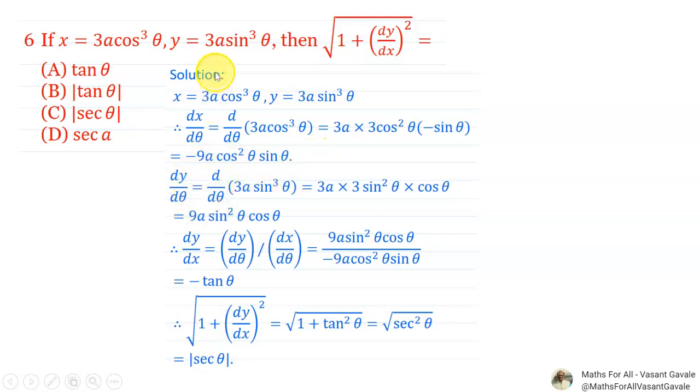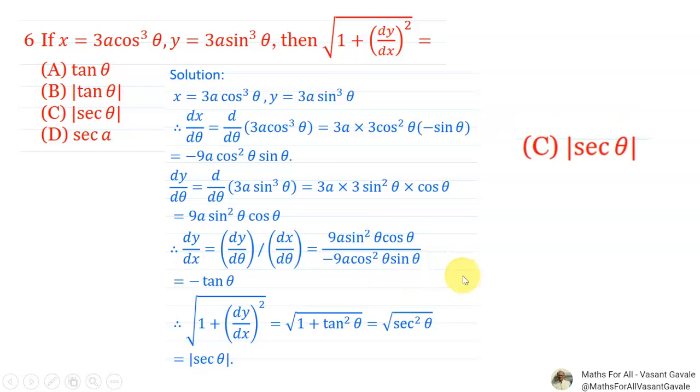नेक्स्ट dy by d theta, 3a sin cube theta चा डेरिव्हेटिव्ह 3a sin square theta into derivative of sin theta is cos theta. हा 3a constant as it is. मल्टिप्लिकेशन किती येणार 9a sin square theta into cos theta. नेक्स्ट dy by dx is equals to dy by d theta upon dx upon d theta. आणि या दोघांचा जर आपण रेशो घेतला then you will get here minus tan theta and hence in root of 1 plus dy by dx bracket square is equals to in root of 1 plus tan square theta, in root of sec square theta is mod of sec theta and hence the option C हा या ठिकाणी कसा आहे तर तो करेक्ट आहे.